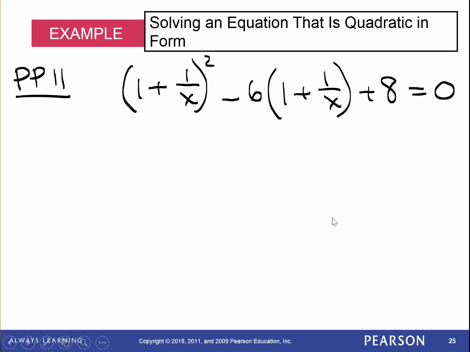All right, so you guys tell me, what should be the u substitution? Yeah, 1 plus 1 over x. That's easy enough. 1 plus 1 over x. And if that's the case, that first term is not just u squared now. Minus 6u plus 8. And the question is, can I factor that down?